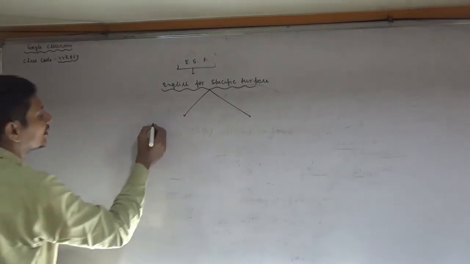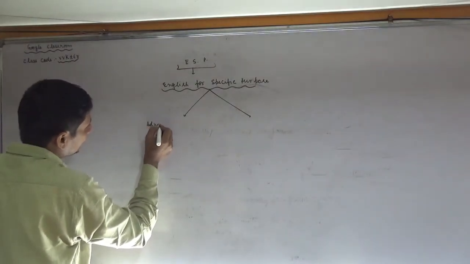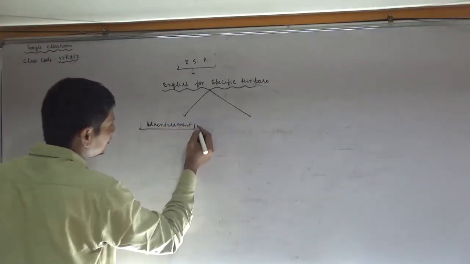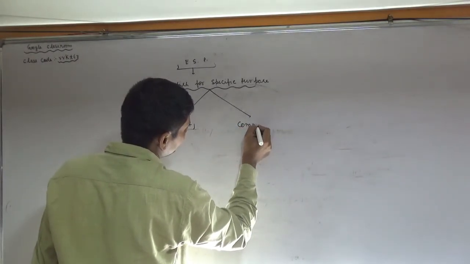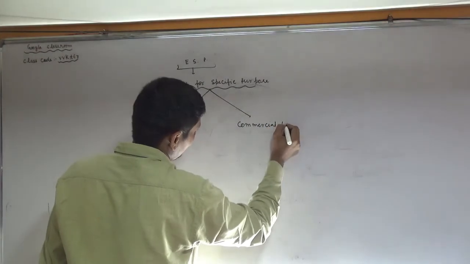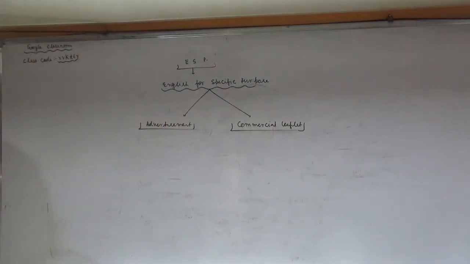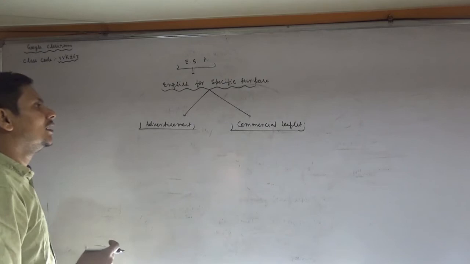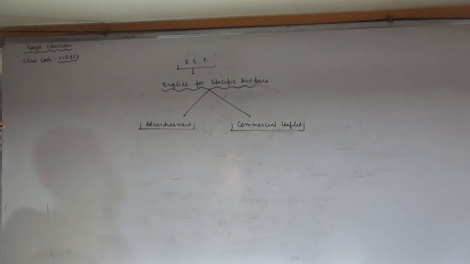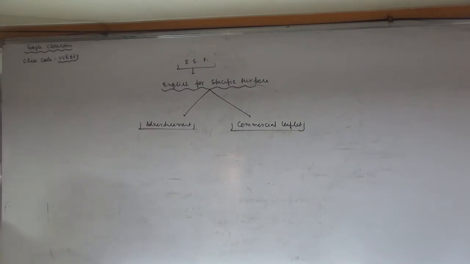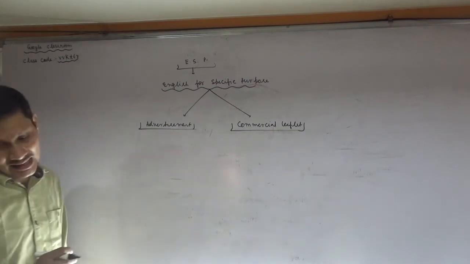First one is advertisement and commercial leaflet. In the test examination and council examination, both advertisement and commercial leaflet will be asked, and you have to attempt both. Advertisement consists of 5 marks, while commercial leaflet also consists of 5 marks.